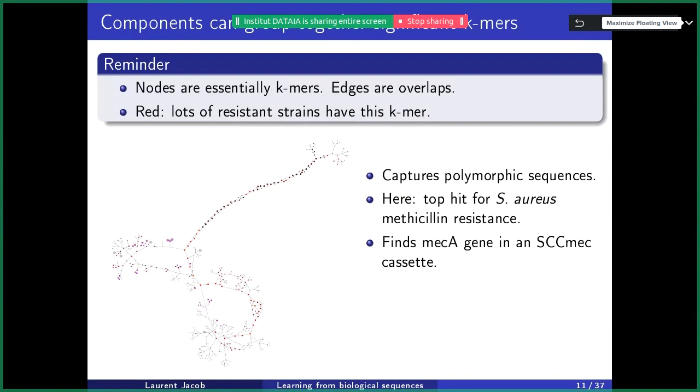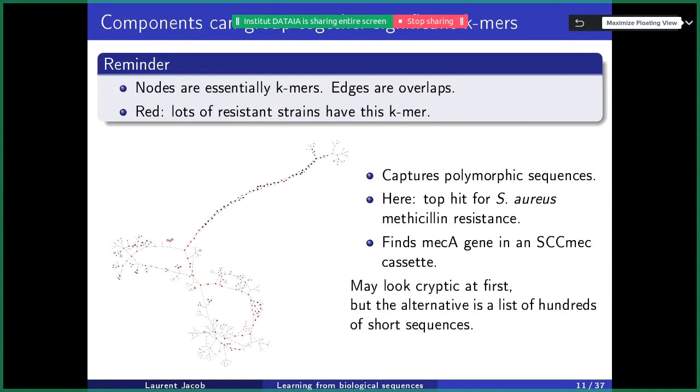And so what we see is that we capture this kind of almost linear graph. If it was linear, it would have been compacted during the compaction process. And it's representing a polymorphic sequence, the kind of thing I was talking about. It's not linear because there are small variations that trigger a lot of small bubbles like this. And if we look at what these k-mers correspond to, it's the top hit for the subgraph here, top hit for Staphylococcus aureus methicillin resistance, and it corresponds to a well-known resistant gene. And this is the cassette part in which the gene is inserted.